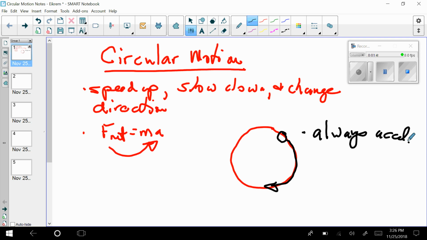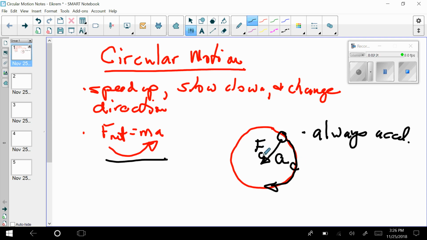So if an object is always accelerating as it travels in a circle, then since forces cause acceleration, that means there's always a force acting on the object to accelerate it. So there is always a force either pushing it or pulling it toward the center of the circle. That's the force, the centripetal force. And that centripetal force is accompanied by an acceleration, which also acts in the same direction as the force, and that's called the centripetal acceleration.